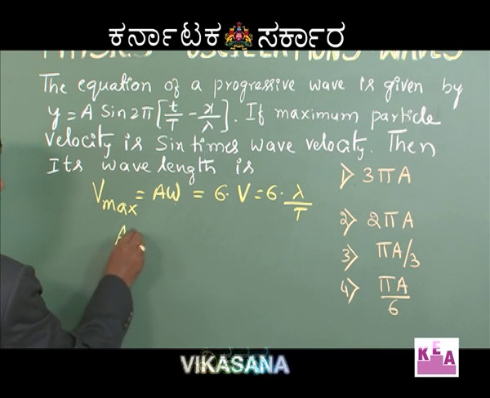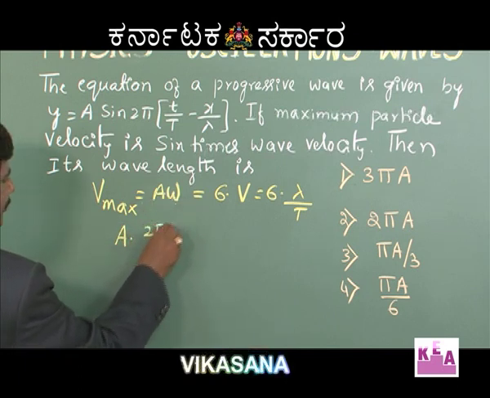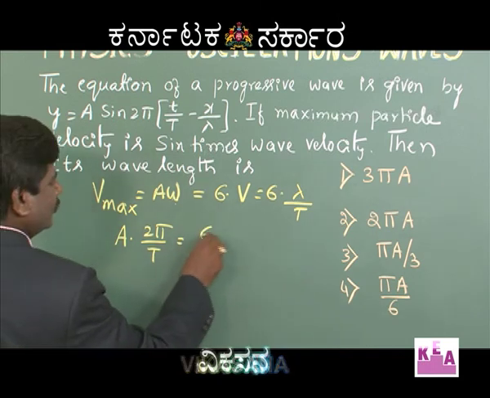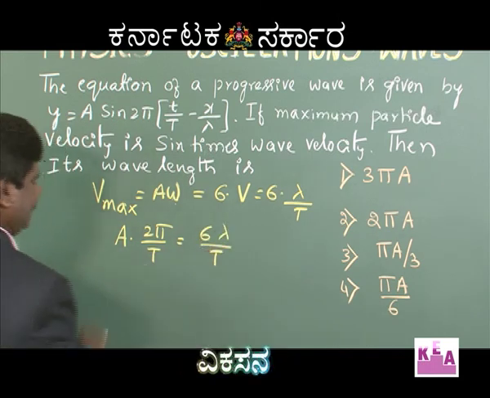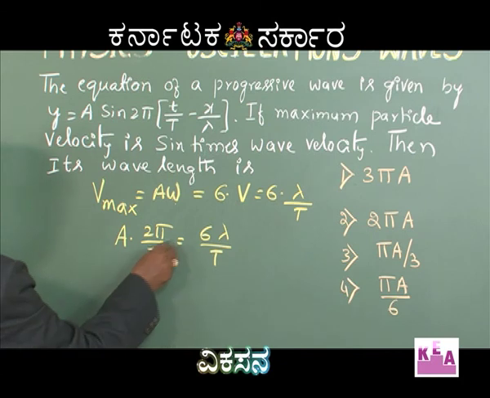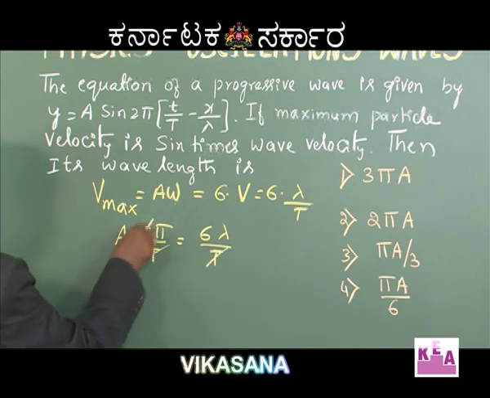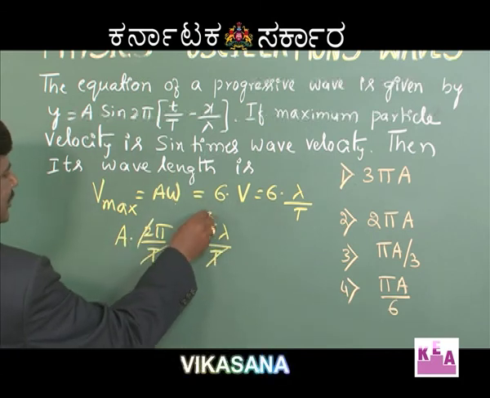Therefore a into omega, that is a into 2 pi divided by capital T, is equal to 6 lambda divided by capital T. So here T gets cancelled, 2 ones are 2, 3 3s.